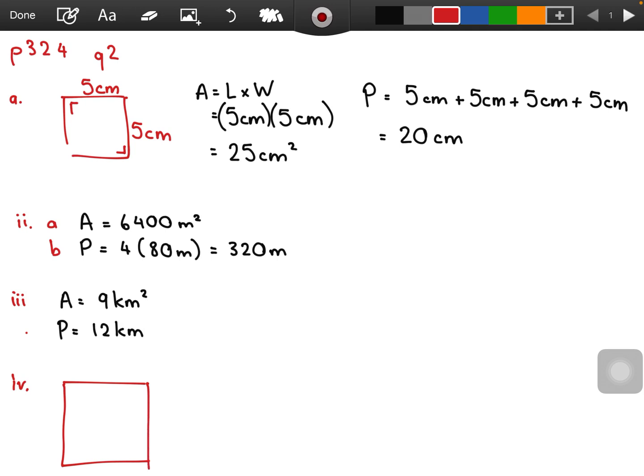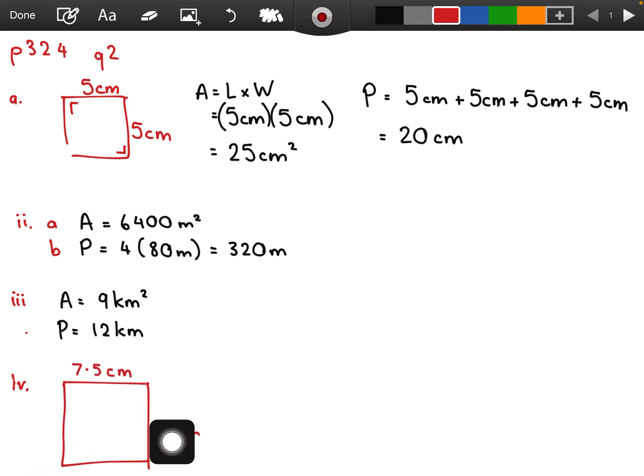Okay, now part 4 is a little bit of a trick question because it gives us the sides with different units. So we always need to get the sides in the same units before we start. So it had 7.5 centimeters and then it had 75 millimeters. So it's up to you what way you want to do it.